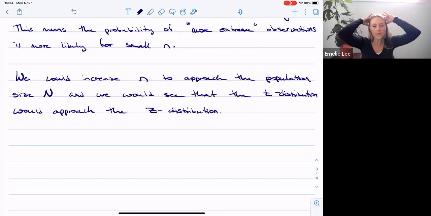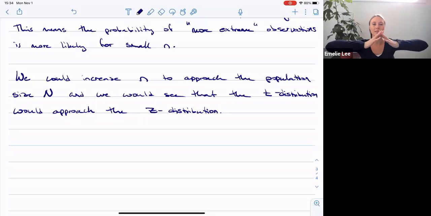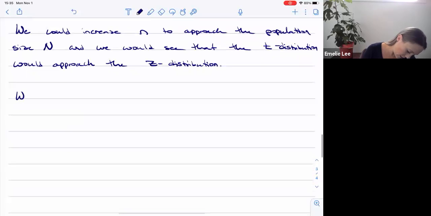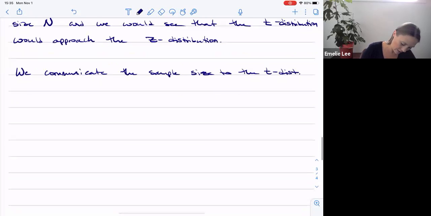So to take into account the sample size, because basically how much room you have in the tails, which are your probabilities, or under the graph, those are your probabilities. So what we need for a t-distribution is we need to tell it what the sample size is, and how we do that is through the degrees of freedom. And so we communicate the sample size to the t-distribution by the degrees of freedom.